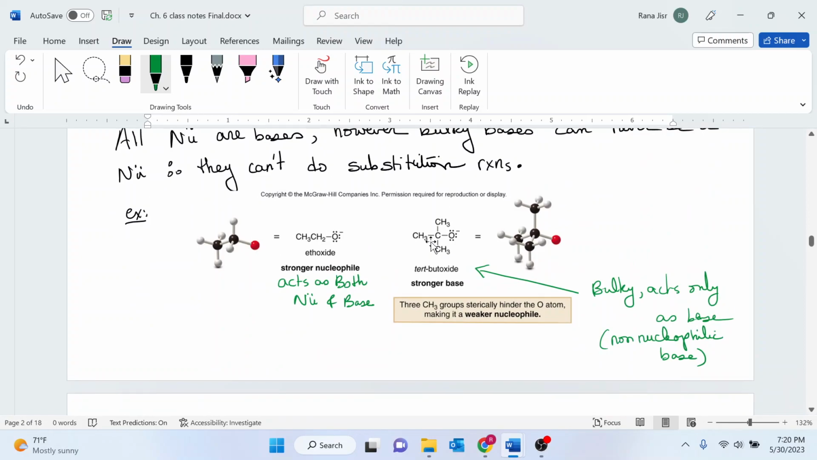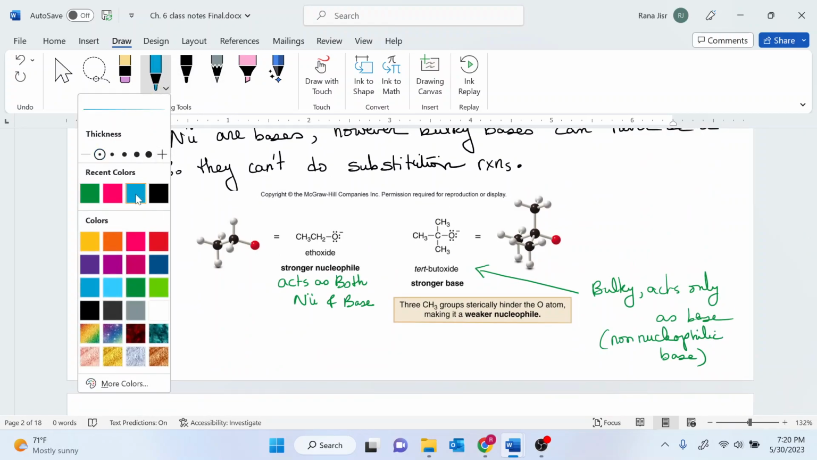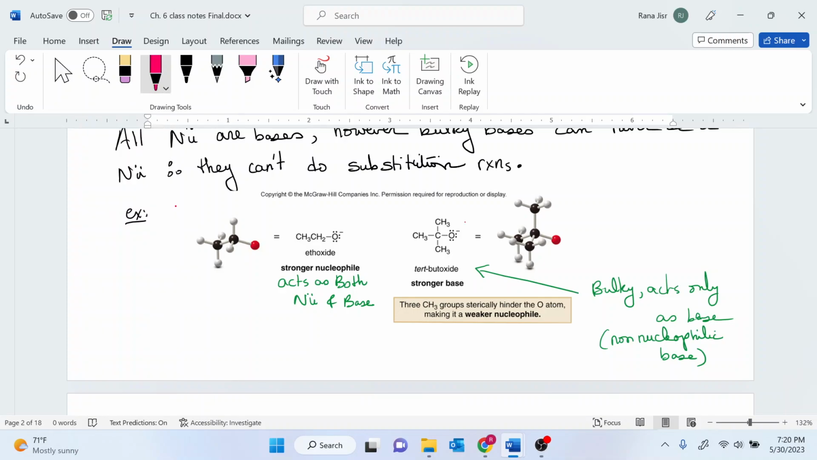An example of the bulky base is a tertiary butoxide. Now, the tertiary butoxide here is coupled with either potassium or sodium. So when you name the base, you name it as the metal first, and then you name the negative charge part. This is sodium tertiary butoxide or potassium tertiary butoxide. This guy is still a strong base.